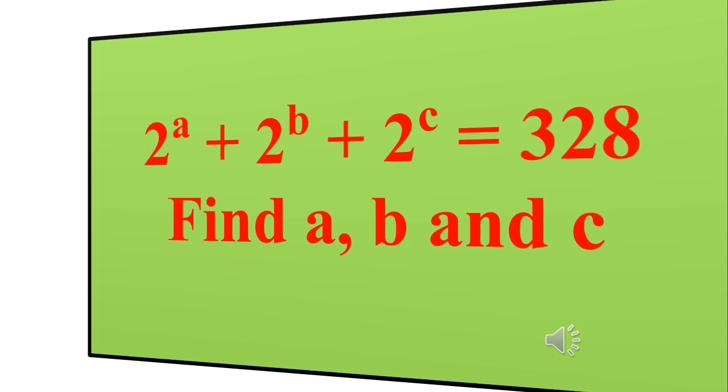Then today we shall consider our last exercise, which says 2^a + 2^b + 2^c = 328. Find the value of a, b and c.